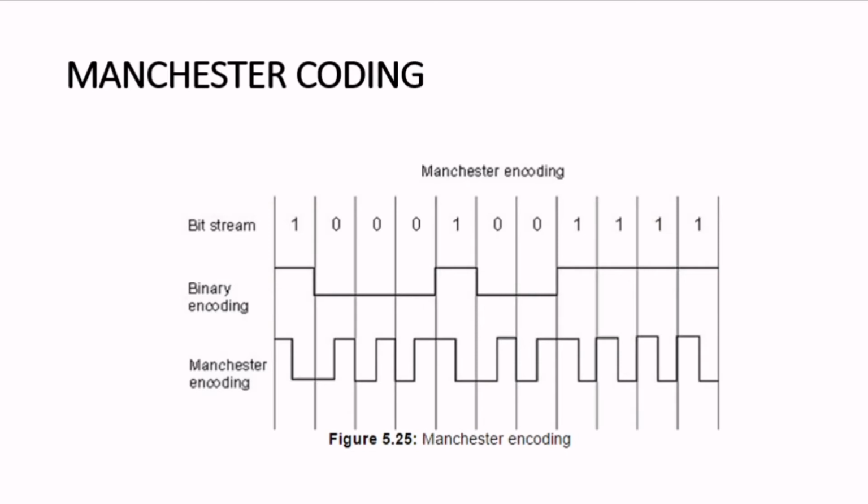For example, the bit stream or the data is 1010100001, and the binary encoding is this one. The Manchester encoding will translate it like this: if it's 1, the Manchester encoding translates it from 1 to 0. If it's 0, then 0 to 1. If it's 0 again, 0 to 1, and if it's 1, 1 to 0. This is how the Manchester coding works.